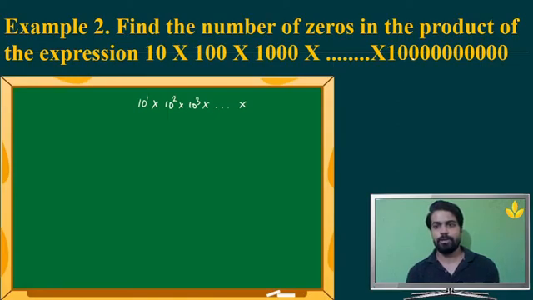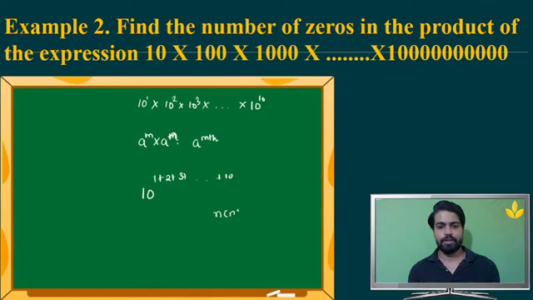We count 1, 2, 3, 4, 5, 6, 7, 8, 9, 10, so 10 power 10. When multiplying, we make use of this formula: a power m into a power n is a power m plus n. Same way we add them: 10 power 1 plus 2 plus 3 till the last number 10. We have to add the sum of all natural numbers from 1 to 10. The formula for the sum of n natural numbers is n into n plus 1 by 2. Substituting n as 10, we get 10 into 11 by 2.